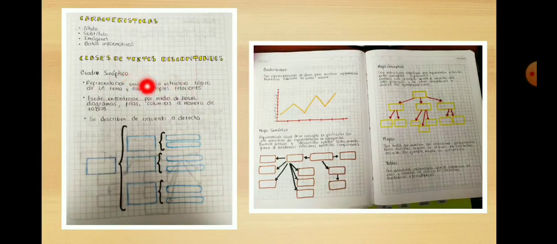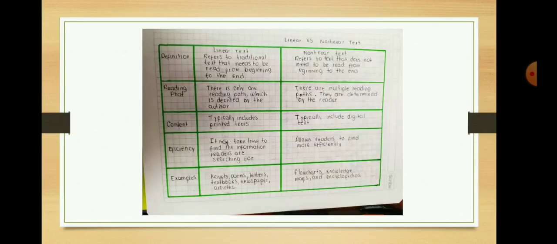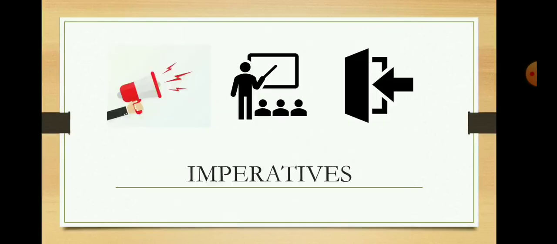Here is an explanation about the discontinuous text, but in Spanish, and there are some examples. There are graphics and definitions. Now, imperatives. The imperative is used to give orders or to tell someone what they need to do.